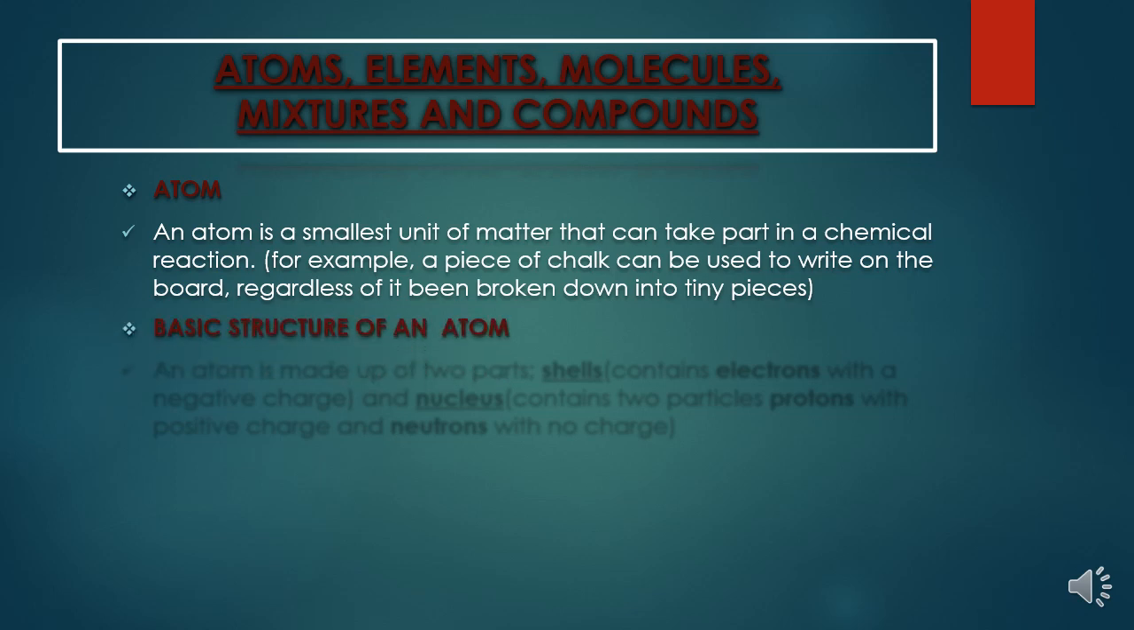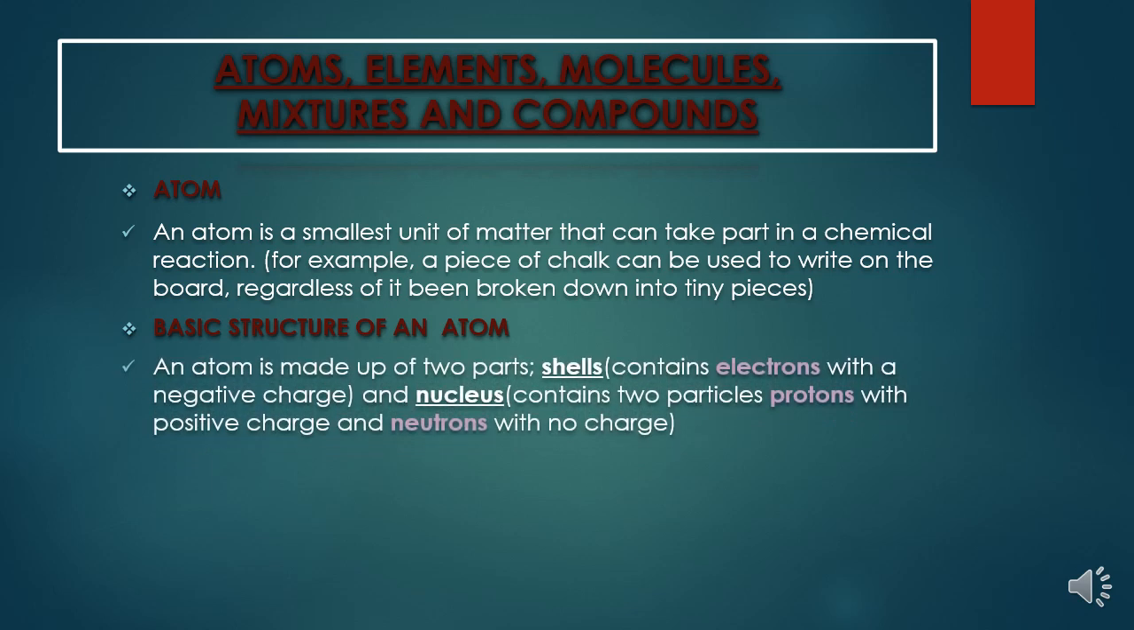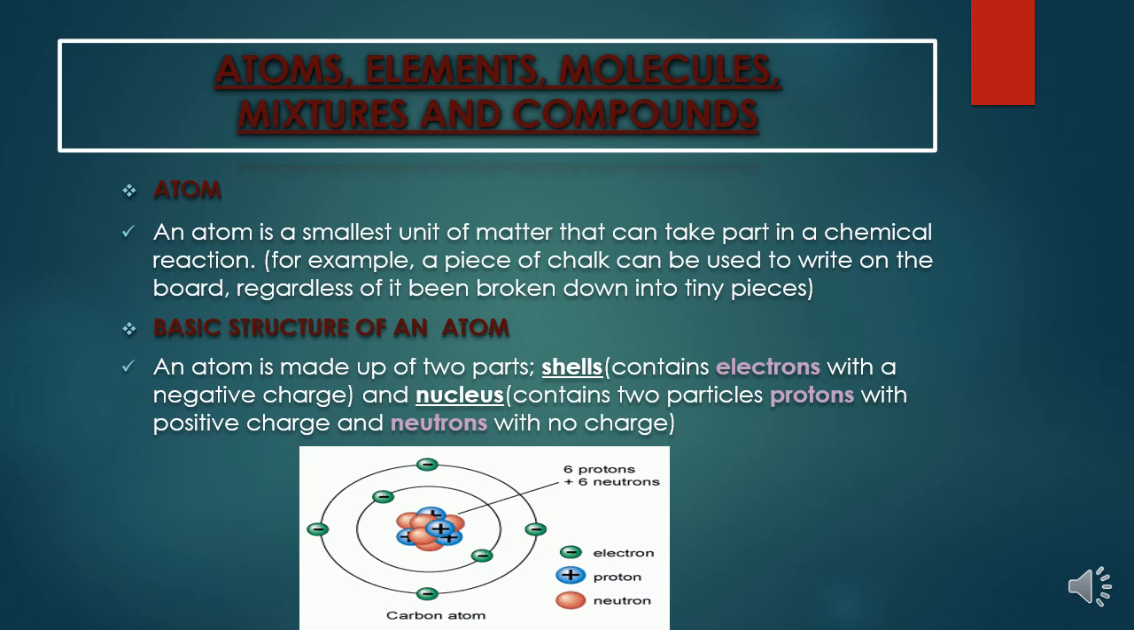So now, let us try to illustrate the structure of an atom. An atom is actually made up of two major parts, and these parts are, one, the shells. The shells are also known as energy levels, which contain electrons, and electrons are negatively charged particles. We also have the second part, which is the nucleus. The nucleus also contains two particles in it, and this is the proton, which is positively charged, and the neutron without any charge.